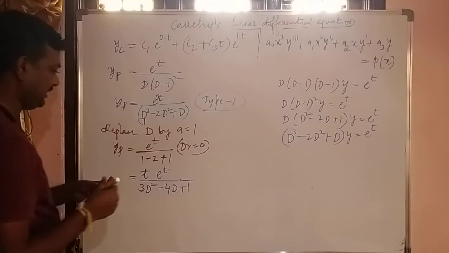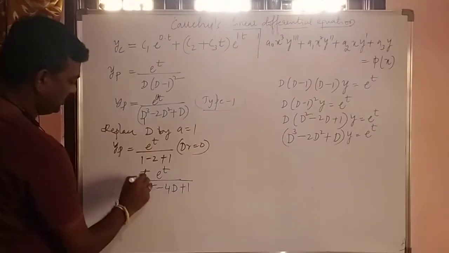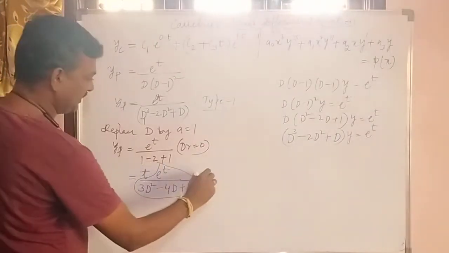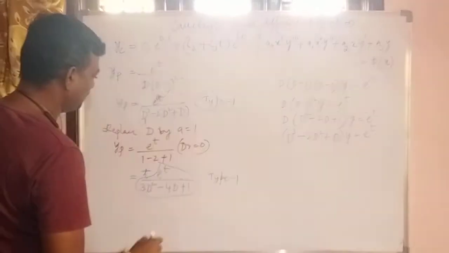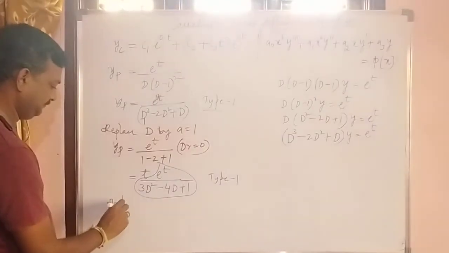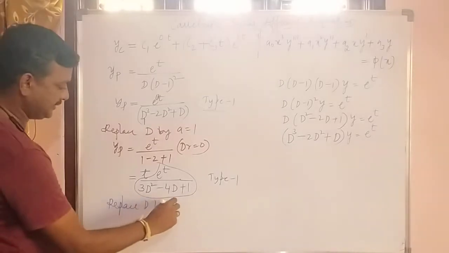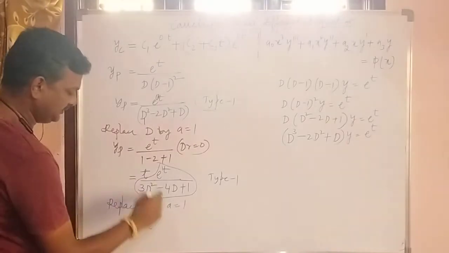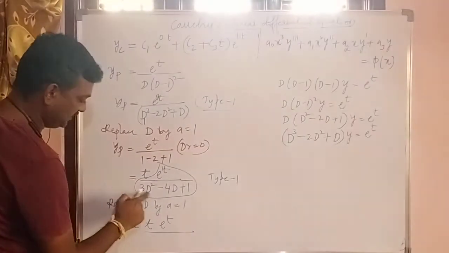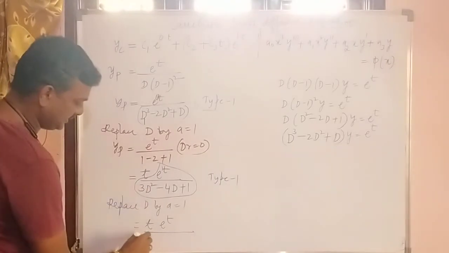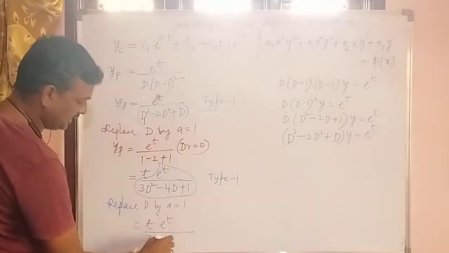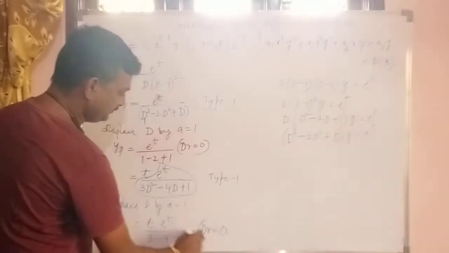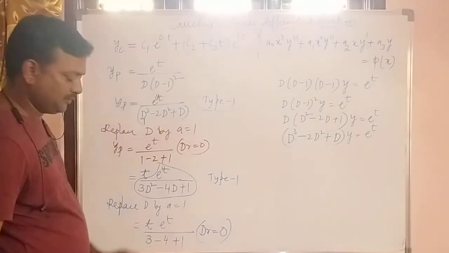Once again it's a type 1 example. Don't compare it with the multiplication by t, just consider only this term. So again it's type 1. We replace d by a, which is again 1. It becomes t into e raised to t divided by 3 into d square, which is 3, minus 4 into 1 is 4, plus 1. Again the denominator is 0, because 3 plus 1 minus 4 is 0.